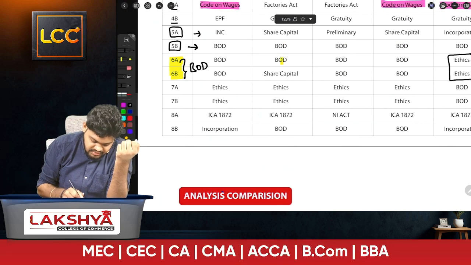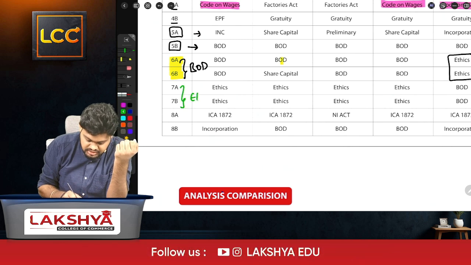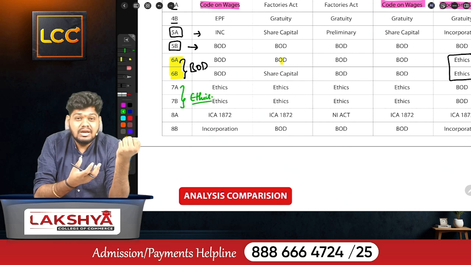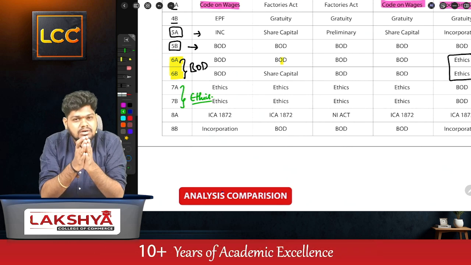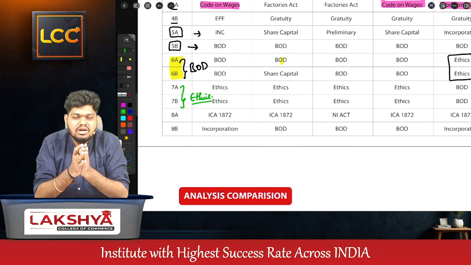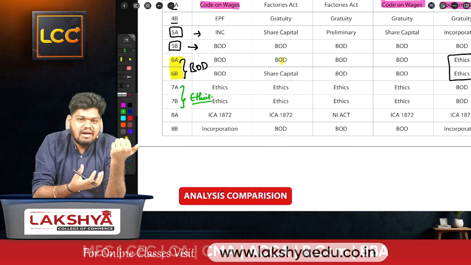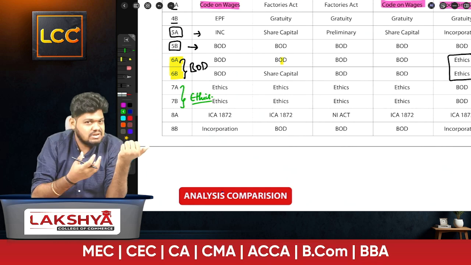Coming to question number 7. Question number 7 has always been your ethics, and this is again a very important point for you. Ethics is hardly a 20 or 25 pages topic, which will definitely fetch you 14 marks. And there's no possibility for the evaluator to even cut down on the marks when it comes to ethics.